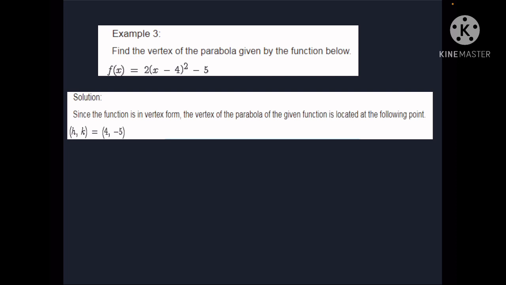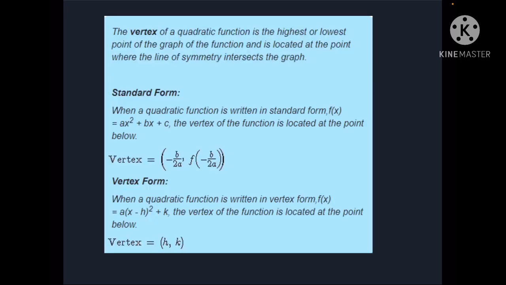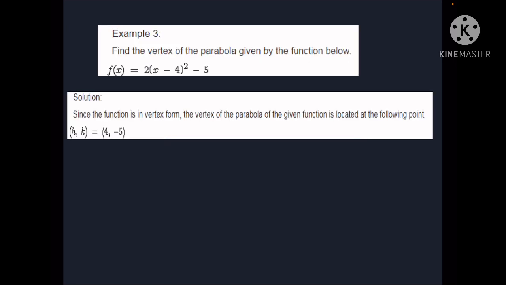Earlier, here we return to the previous slide. We said that the vertex in the vertex form equation is the h, which is the second digit in the bracket, and k, the last digit in the equation. In our case, we have 2(x minus 4) to the power of 2 minus 5, which means our vertex ordered pair will be 4 and negative 5.